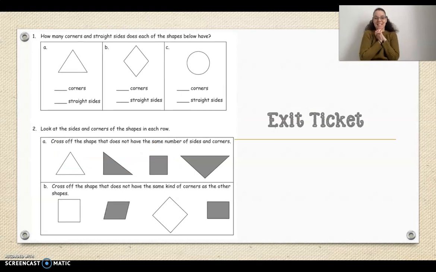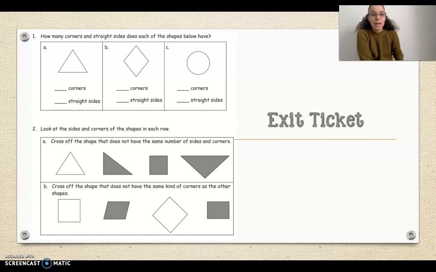It's time for the exit ticket. I'm going to leave this up for a little bit, and if you need to pause it, you can just go ahead and press pause, because there's going to be a lot that you need to draw and write. But I'm going to read each question now so you know exactly what to do.